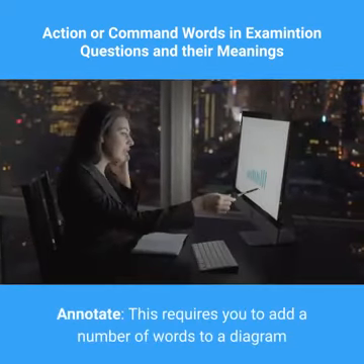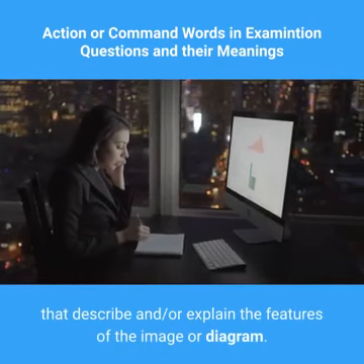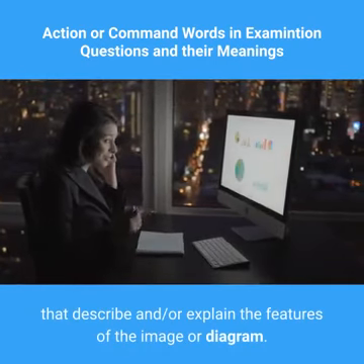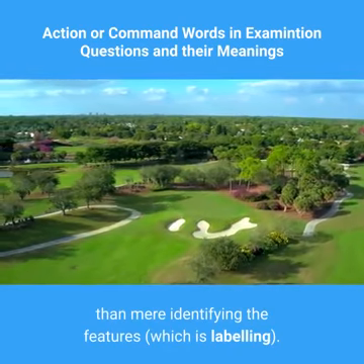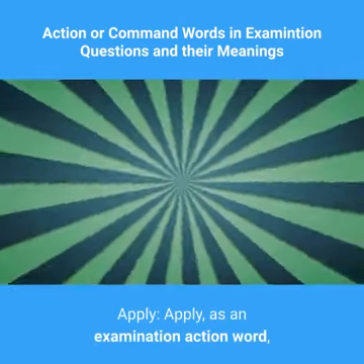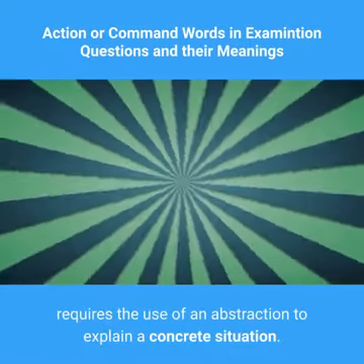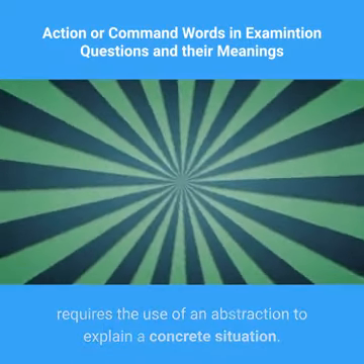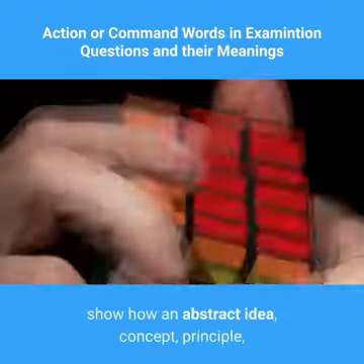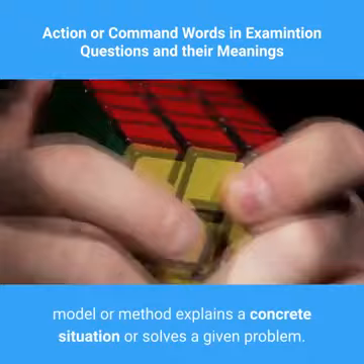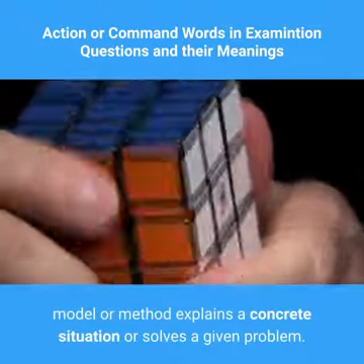Annotate. This requires you to add a number of words to a diagram or an image that describe and/or explain the features of the image or diagram. It is more involving than mere identifying the features, which is labeling. Apply. Apply, as an examination action word, requires the use of an abstraction to explain a concrete situation. Your answer to such a question should sufficiently show how an abstract idea, concept, principle, model or method explains a concrete situation or solves a given problem.